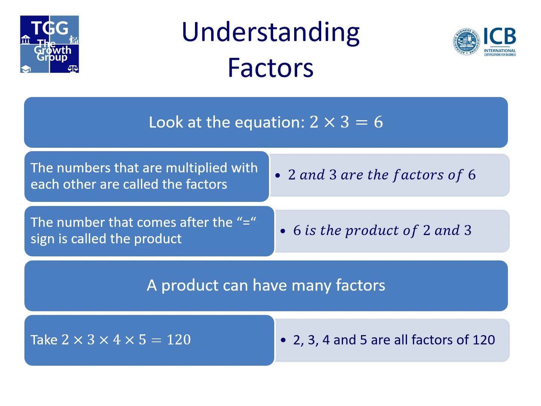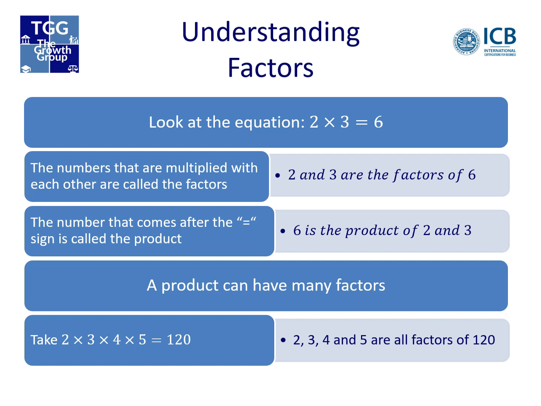The numbers that are multiplied with each other to get the answer are called the factors. So 2 and 3 are the factors of 6. The number that comes after the equation sign is called the product. So 6 is the product of 2 and 3.